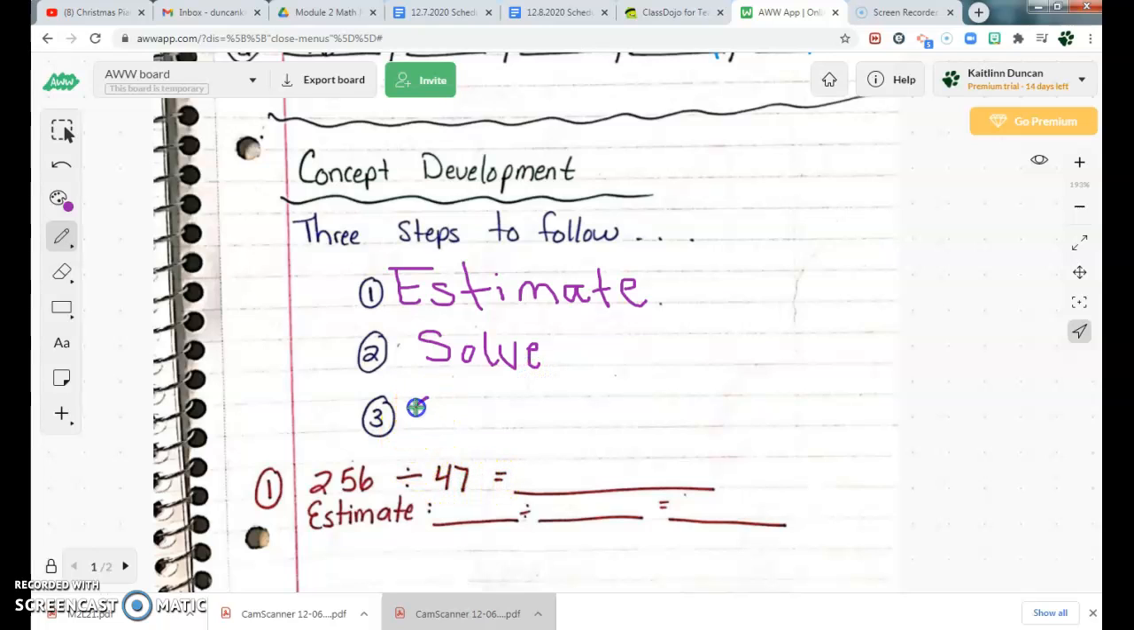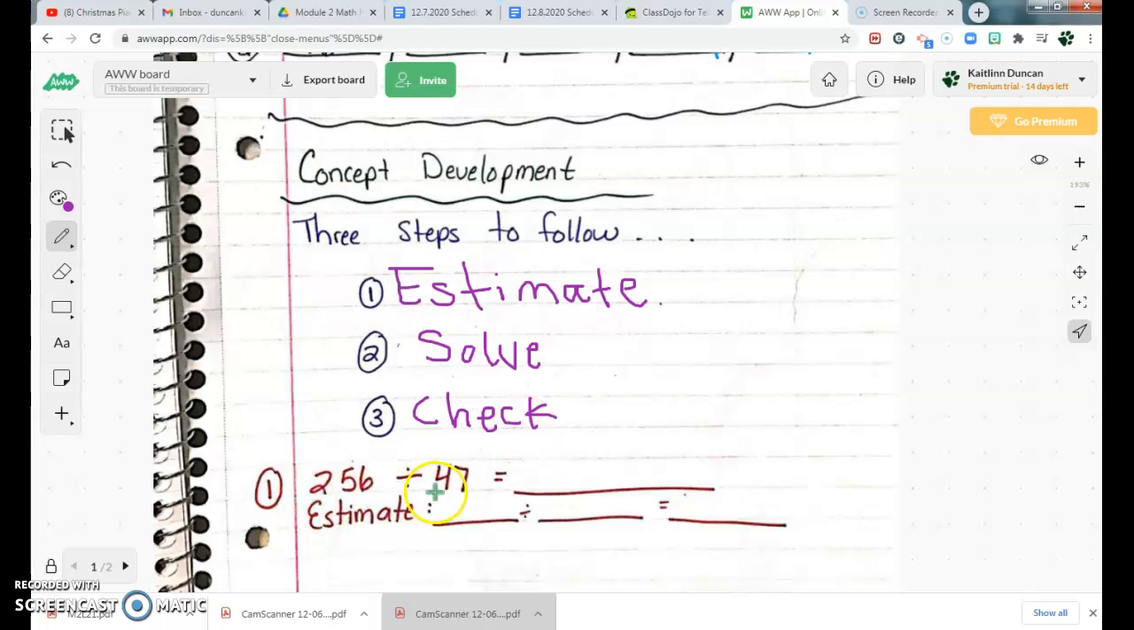And the third step is to check your work. There is no reason you should be getting your answers wrong because you literally have a check system in place to see if you can check your work, okay? So looking at our 3 steps to follow, the first thing we need to do is estimate.